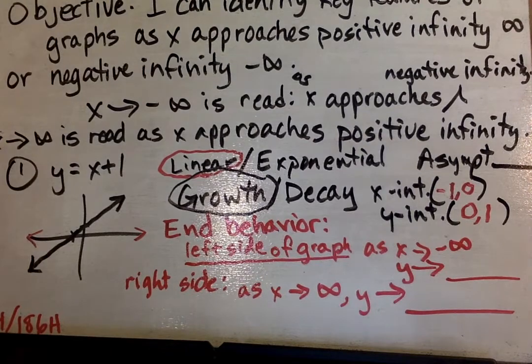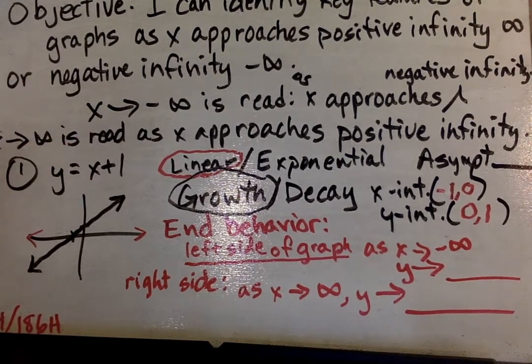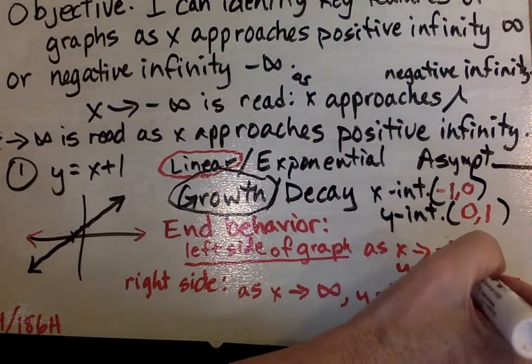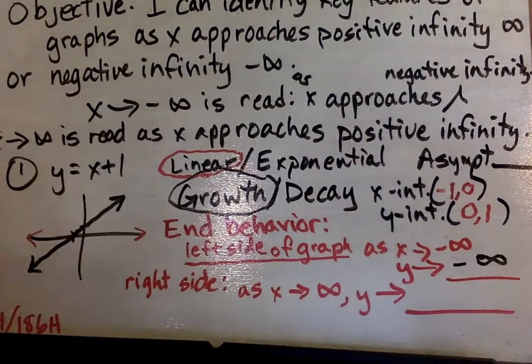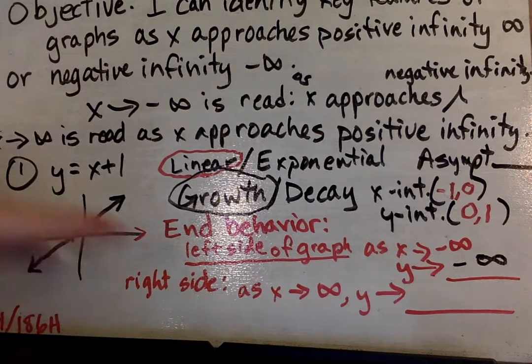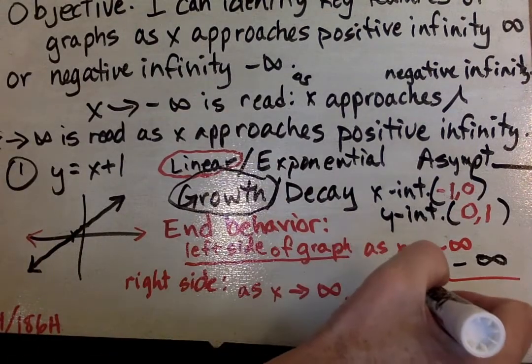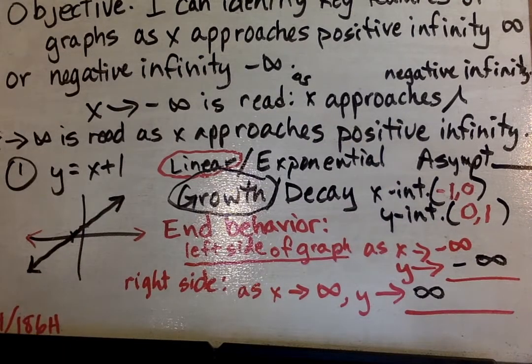Now, for our end behavior, let's find out what's going on with the graph. Let's look at the left side of the graph. It's going down and to the right. As x approaches negative infinity, what does y approach? It's going down, down, down, so y will also approach negative infinity. Now we look at the right side. As x approaches positive infinity, y is also going to approach positive infinity. You don't have to put the plus sign for positive infinity. You just simply write infinity.